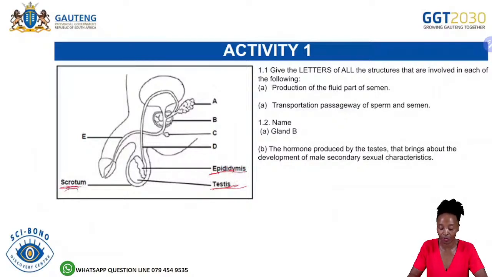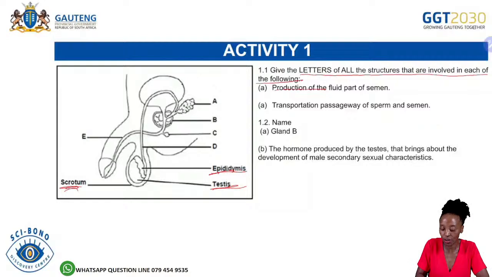So the first question says, give letters of all structures that are involved in each of the following. 1.1.1, the production of the fluid part of the semen. Remember, we spoke about the secretions. The fluid part, we said it comes from the accessory glands. And those accessory glands, we said it's the prostate, the Cowper's gland. We said it is the what? The seminal vesicle.